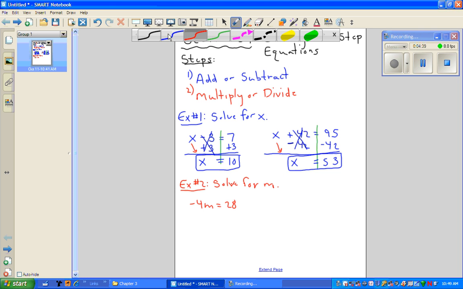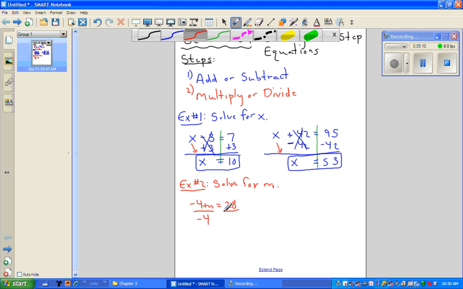Now you'll notice for this one, what is going on in between your 4 and your m? We know that there is multiplication right there. Okay? So what we do is, just like in these examples, when you do the opposite of subtraction, you do the same thing down here, where you're going to do the opposite of multiplication, which is divide. All right? So you're going to isolate the variable by dividing this time by your -4. And you never, ever, ever divide by the variable.